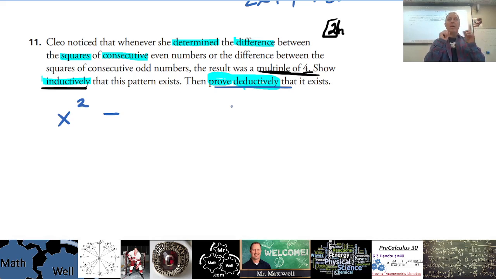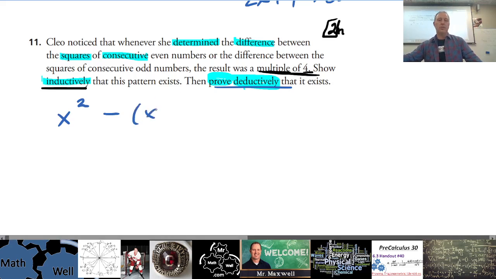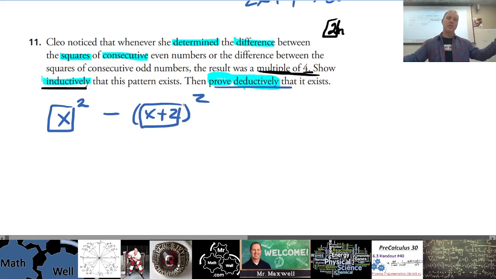X plus 2. Okay, not 2x, x plus 2. Or the next consecutive one lower is x minus 2. Either one, so I'm going to do x plus 2. Once again, this is a given number, and this is the next consecutive, either even if it's even or odd if it's an odd number. So this is the next one.